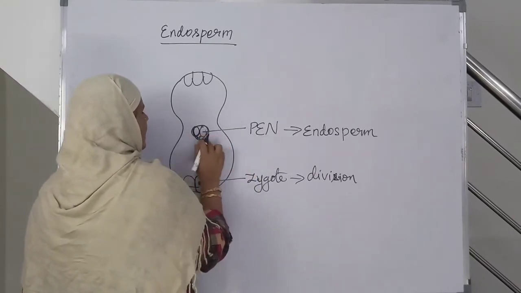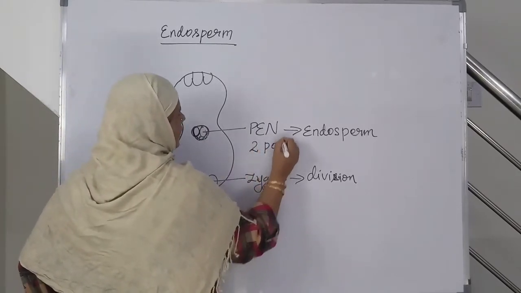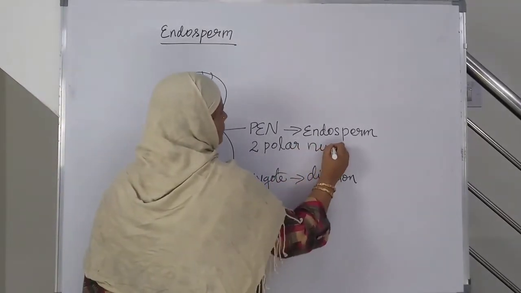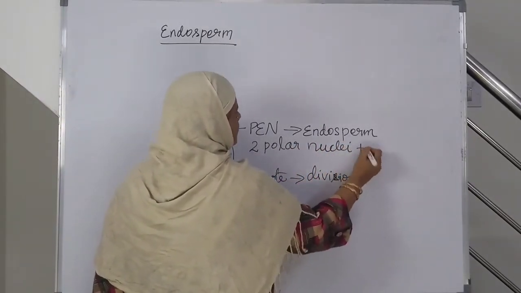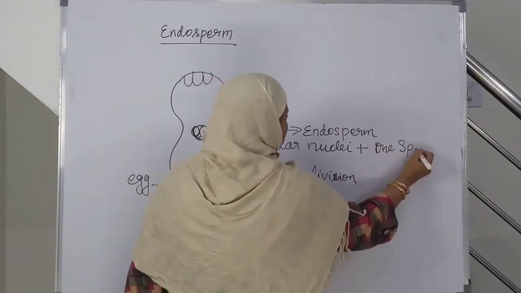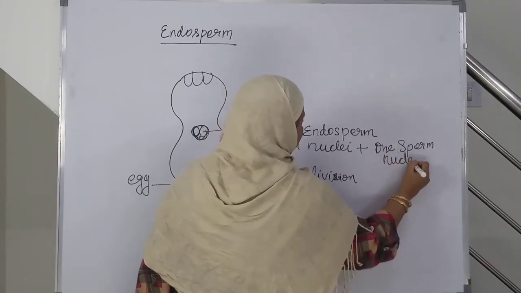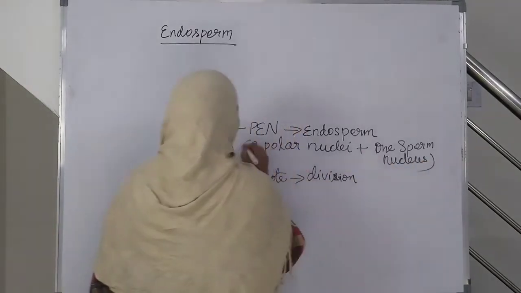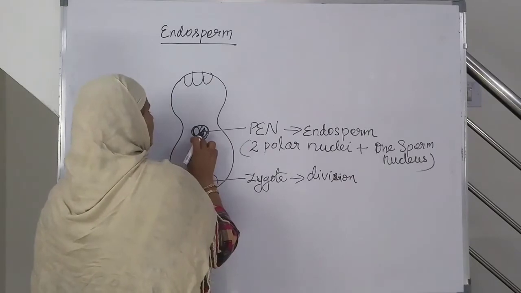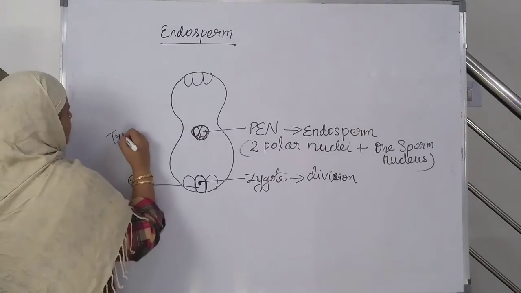Here the fusion of three nuclei exists. Two polar nuclei plus one sperm nucleus. Two polar nuclei and one sperm nucleus fused here. So, here three nuclei exist. That is why it is called triple fusion.